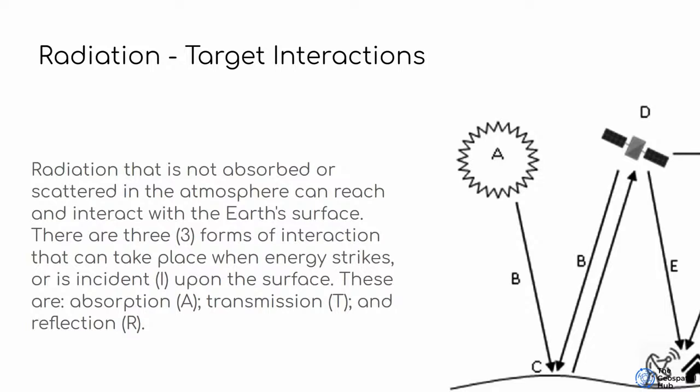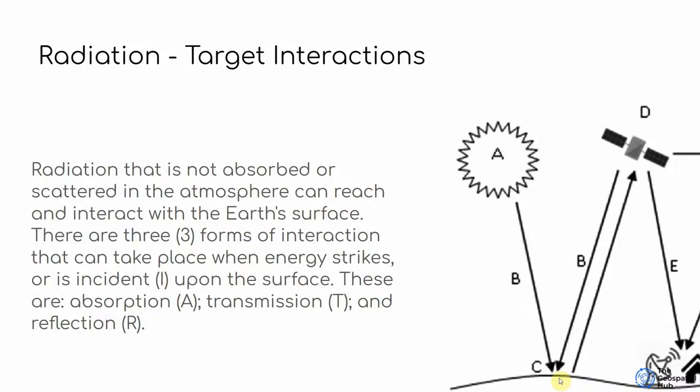So the radiation that is not absorbed or scattered, earlier we spoke about the first point being the sun and the interaction with the environment. So some of this radiation is either absorbed or scattered. So now the radiation coming from the sun that is not actually absorbed or scattered in the atmosphere reaches and interacts with the earth's surface. So basically this is what we'll be talking about for the target interaction.